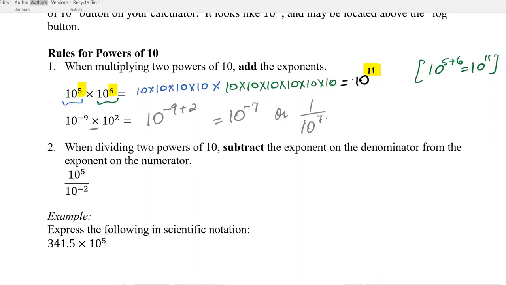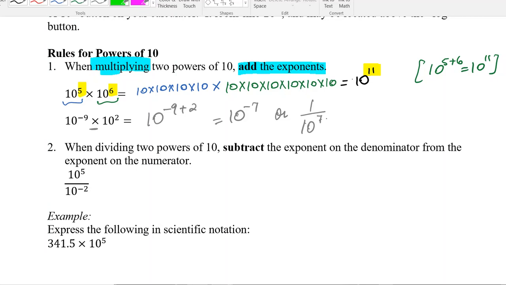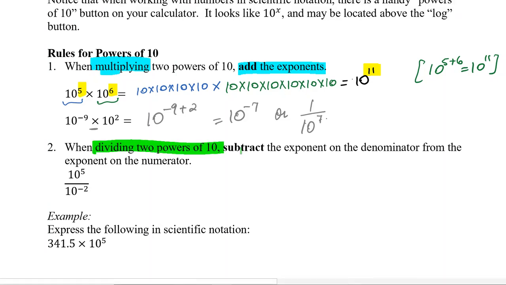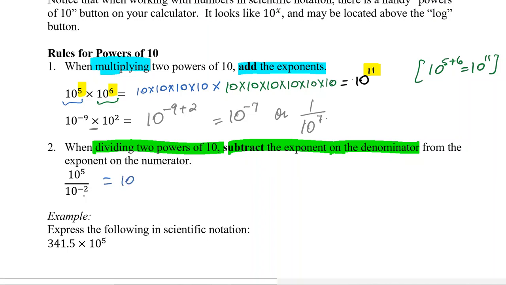All right, so we learned that when we multiply the powers of 10, we add the exponents. Similarly, when we divide two powers of 10, we subtract the exponent in the denominator. In this case, 10 raised to power 5 over 10 raised to power negative 2. So 5 minus the power in the denominator, which is negative 2. And we know that when we multiply a negative with a negative, we get a positive. So that is 10 raised to power 7.